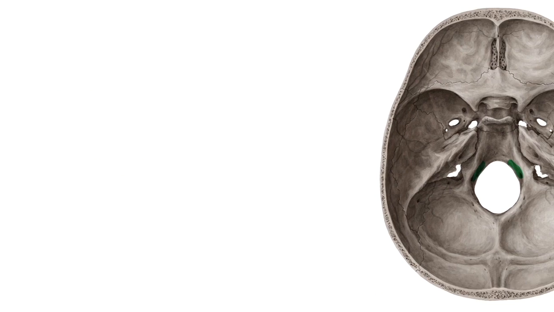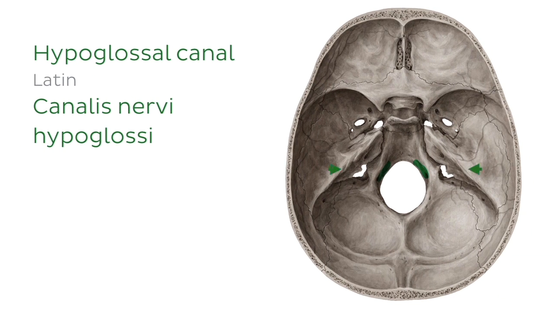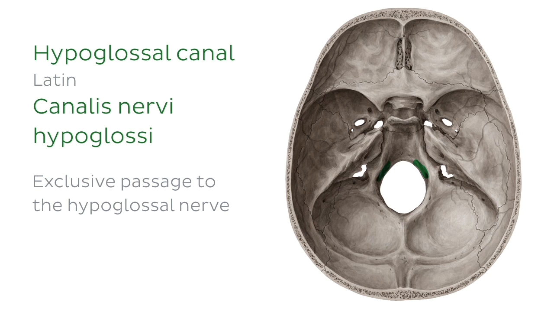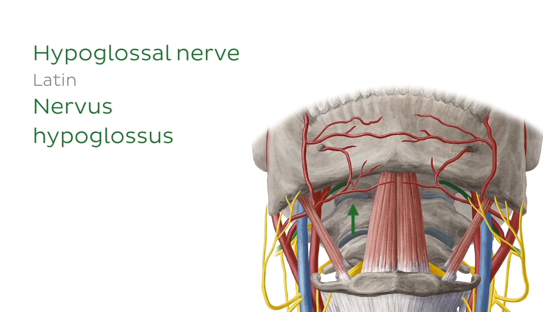It then exits the skull through the hypoglossal canal, which is indicated in green right about here when observed from a superior perspective. The hypoglossal canal is a bilateral structure, meaning that there's one on each side, lateral to the foramen magnum, and it gives exclusive passage to the hypoglossal nerve alone, meaning no other blood vessels or nerves pass through the hypoglossal canal.